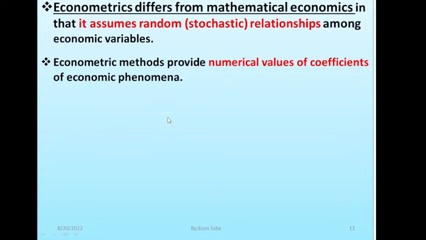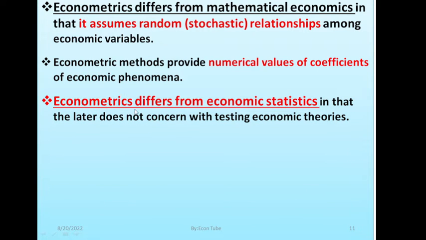But econometrics differs from mathematical economics in that it assumes random or stochastic relationships among economic variables. Econometric methods provide numerical values for coefficients of economic phenomena. Econometrics differs from economic statistics in that economic statistics is not concerned with testing economic theory.